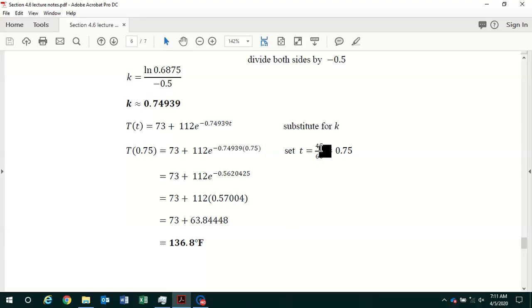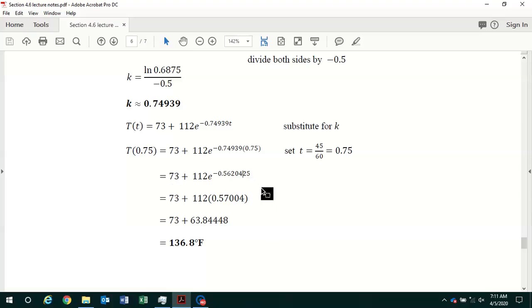Well, 45 minutes out of 60 minutes is 3/4 of an hour, or 0.75 as a decimal. So the temperature of the turkey, capital T of 0.75, is equal to 73 plus 112 times e to the minus 0.74939 times 0.75 power. We just put in 0.75 for t. And this product in the exponent is equal to minus 0.562.